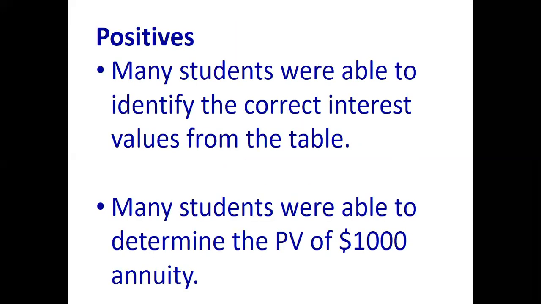Many students were able to identify the correct interest values from the table. We saw that students were highlighting the 2% column. So at least they could show this is where we need to be. That shows that they can convert from percentage to a decimal. That was good. Many students were able to determine the present value of the $1,000 annuity, and that was good as well. So they'd made some progress towards the final answer.